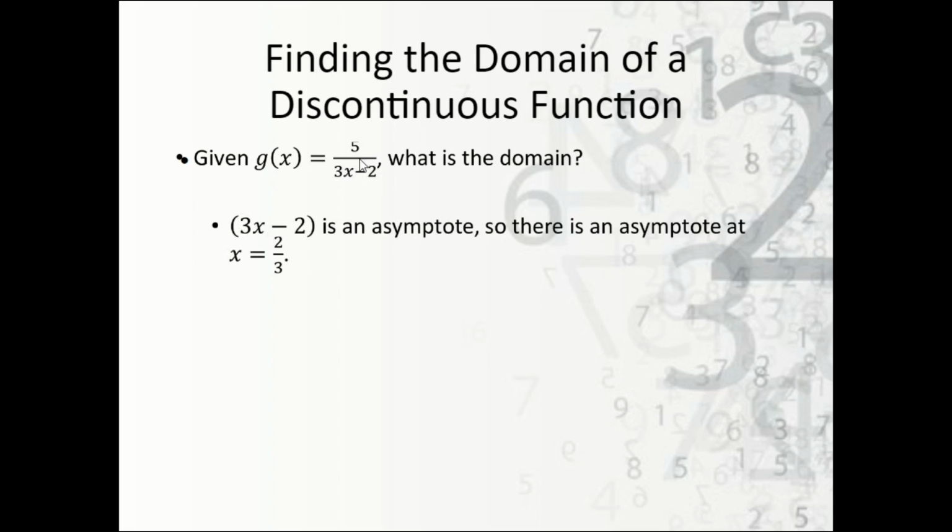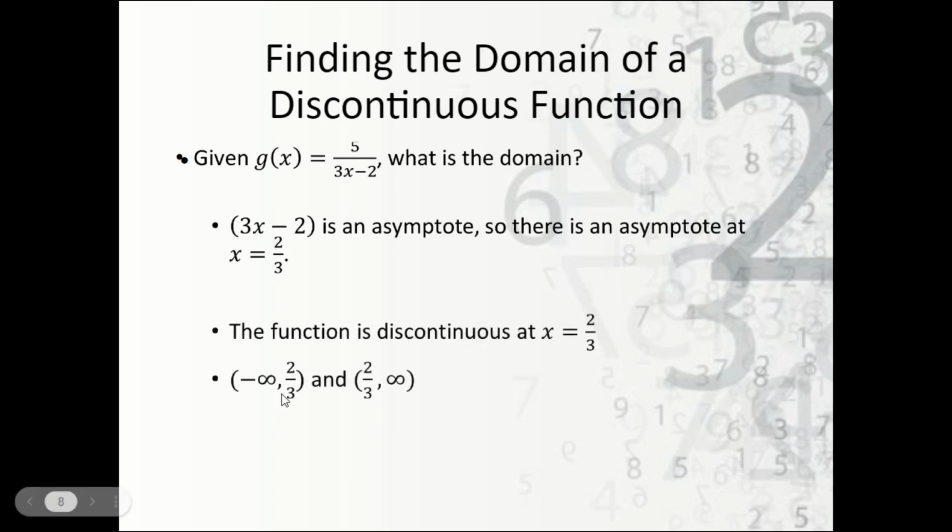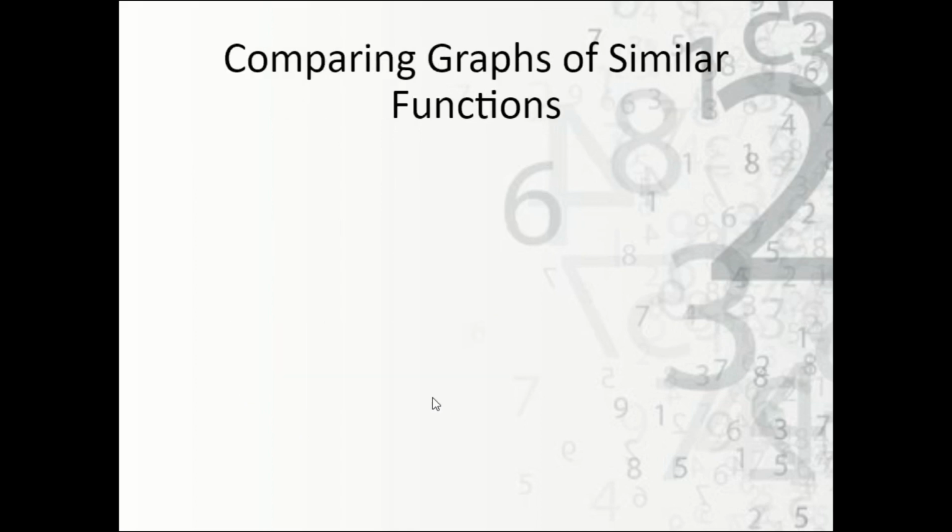So if we plug in 2/3 for x, we're going to end up with an undefined function at that spot. So therefore, we know it's going to go from negative infinity to here, and then from there back to positive infinity. So we end up with negative infinity to 2/3 and 2/3 to positive infinity.